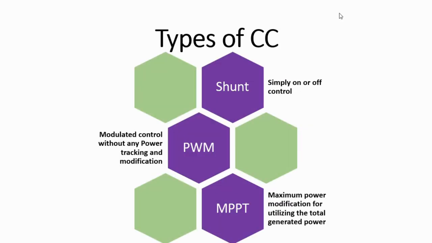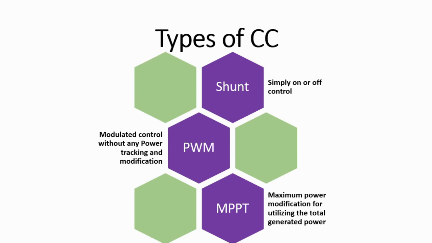Let me discuss the types of charge controller. Actually, in order to select the perfect charge controller, you have to know about the types. There are 3 types of charge controller. Let me show you. The charge controller is of 3 kinds: shunt type, PWM or pulse width modulation, and MPPT or maximum power point tracking type. Actually, the shunt charge controller simply does on-off control. It is not important for us.